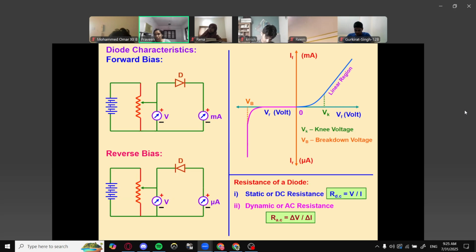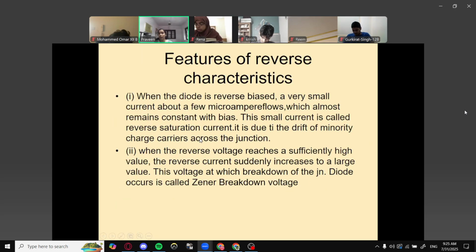What do you mean by a unidirectional device? That is, the diode can conduct only in one direction, that is, when it is forward biased. Just add these two points: a diode is a unidirectional device, meaning it can conduct only in one direction, that is, when it is connected in forward bias. Only these points you need to write.